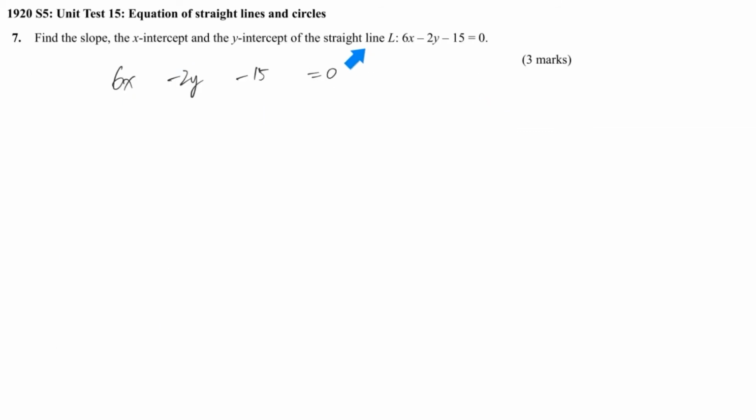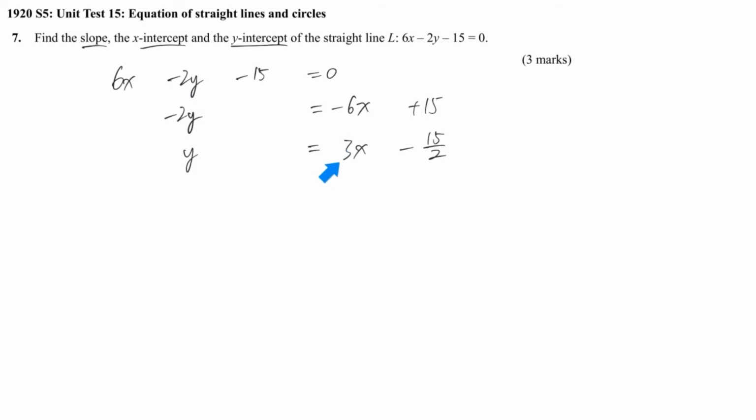In this question, there is an equation of a straight line which is given directly, and our mission is to find out the slope, the x-intercept, and also the y-intercept, 3 items. For most situations, I prefer slope-intercept form because it gives us the slope and y-intercept immediately. So I try to make y the subject, and then divide both sides by -2. We have +3 and -15/2.